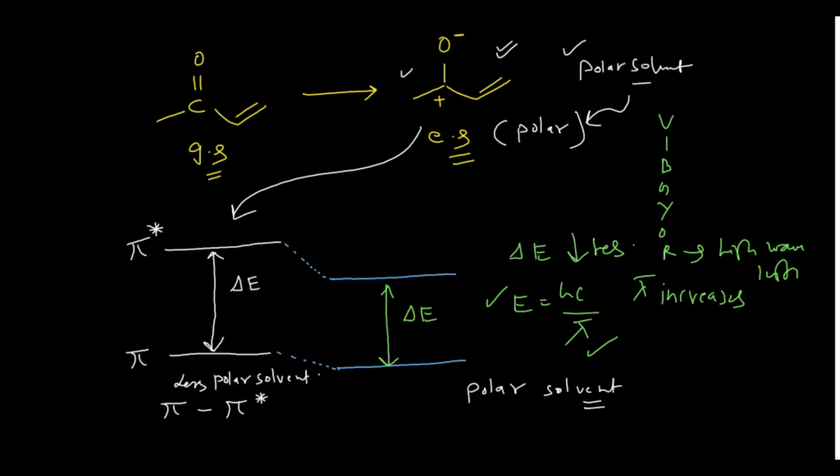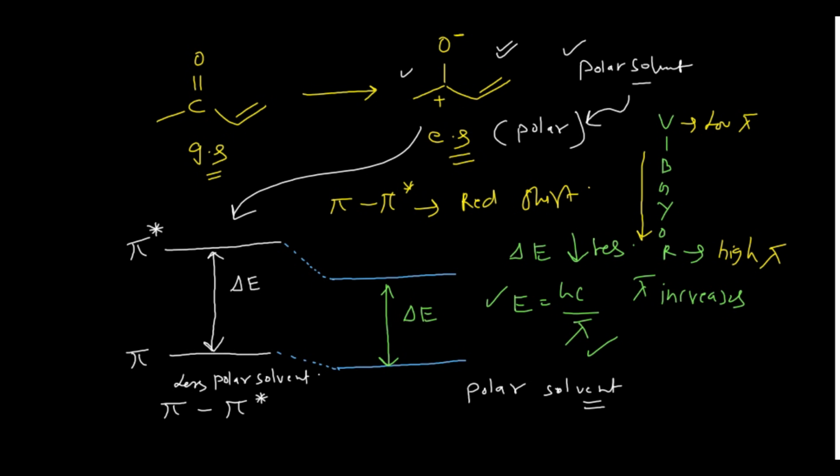Okay, and sorry for my bad handwriting. What I can do, I can write it again and again. So this is the problem with me. So I can write high lambda here, and for this I can write low lambda, right? And so what can happen in that case? If we are adding the polar solvent, increasing the polarity of the solvent, then the transition which is pi bonding to pi anti-bonding undergoes red shift. Okay, and this red shift is basically your bathochromic shift.